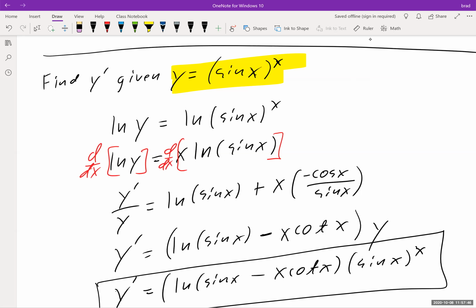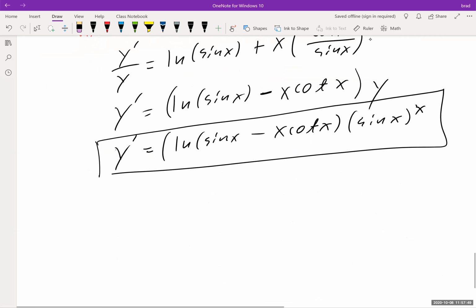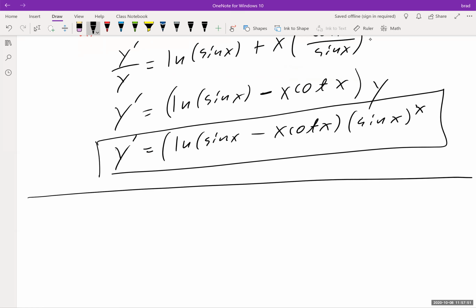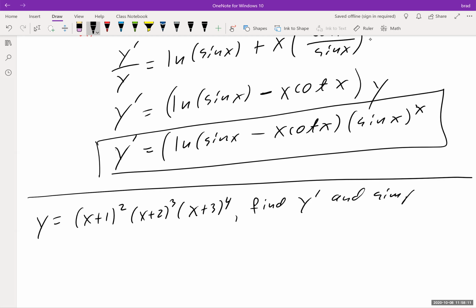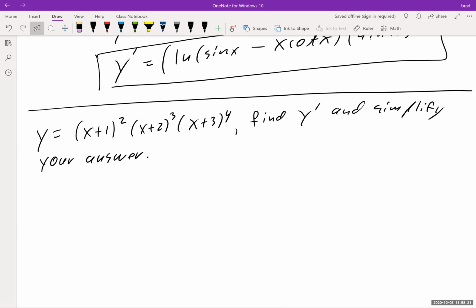All right, so let's take a look at a harder one now. Or I shouldn't say a harder one, but just a different style. So what if I told you that y was equal to x plus 1 squared, x plus 2 cubed, and x plus 3 to the 4th, okay? And I said, find y prime and simplify your answer. Now that is unfortunate that they said simplify your answer, meaning that we probably have to factor.